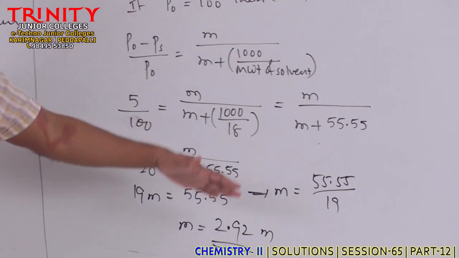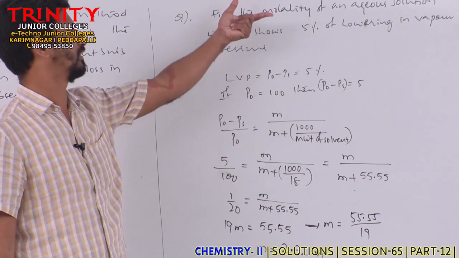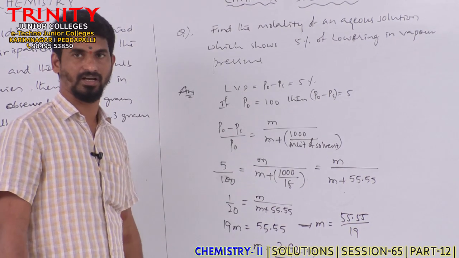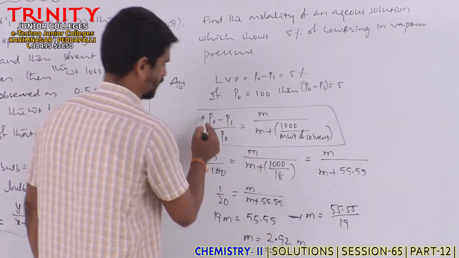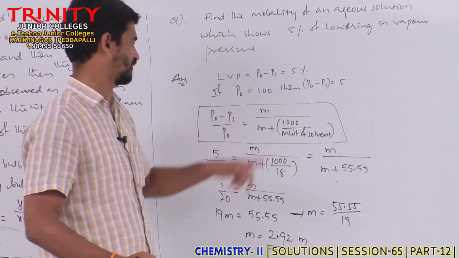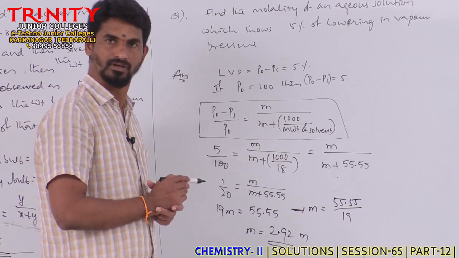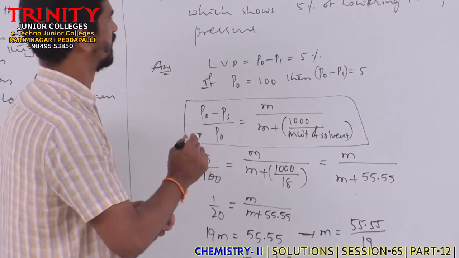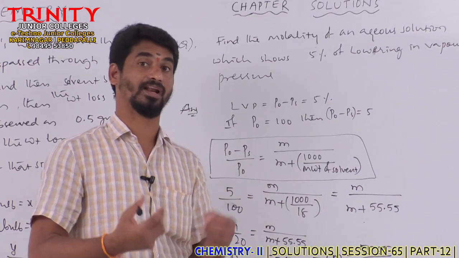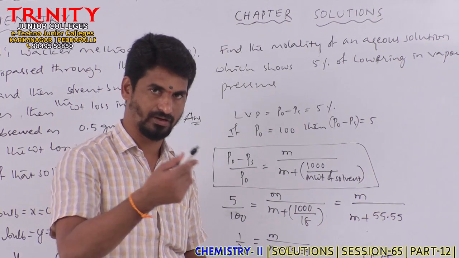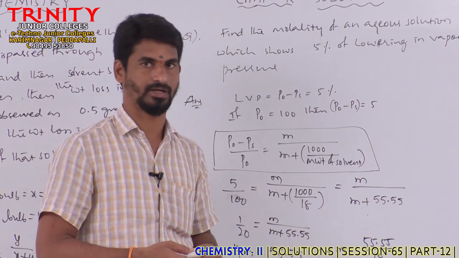Like this we can calculate molality when RLVP is given directly or indirectly. So RLVP equals molality by (molality plus 1000 by molecular weight of solvent). From this we can find. Is it clear? So this is regarding one more problem related with RLVP, relative lowering of vapor pressure. Right? Next.